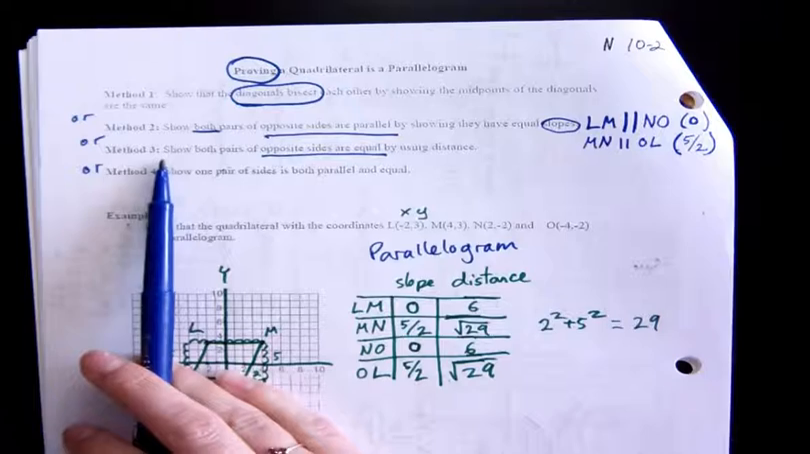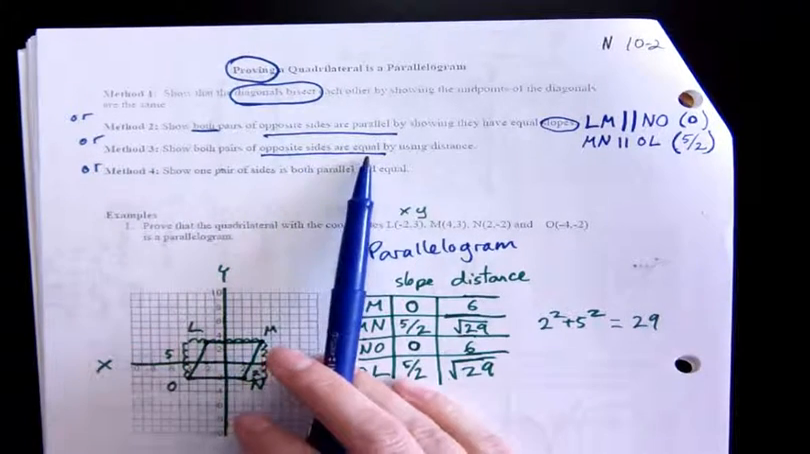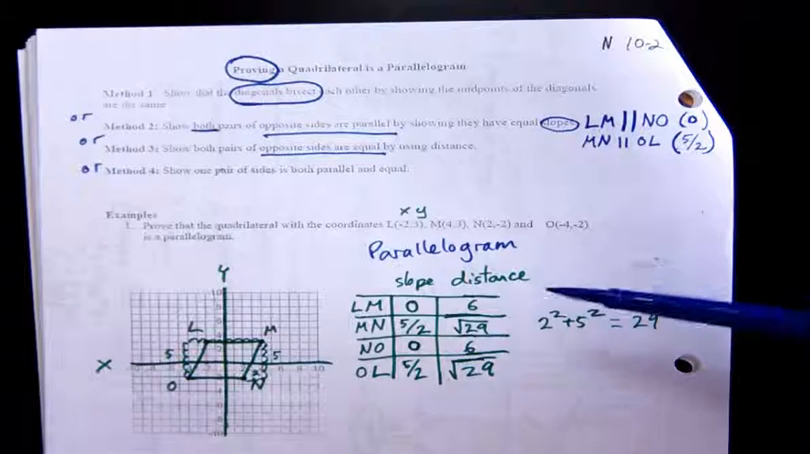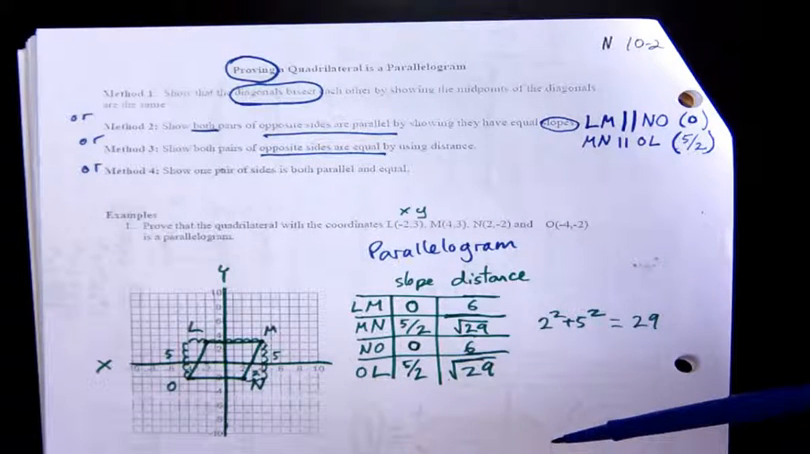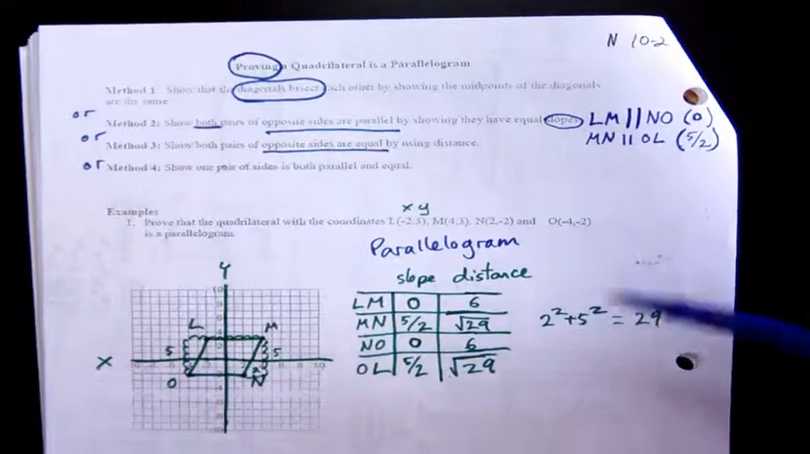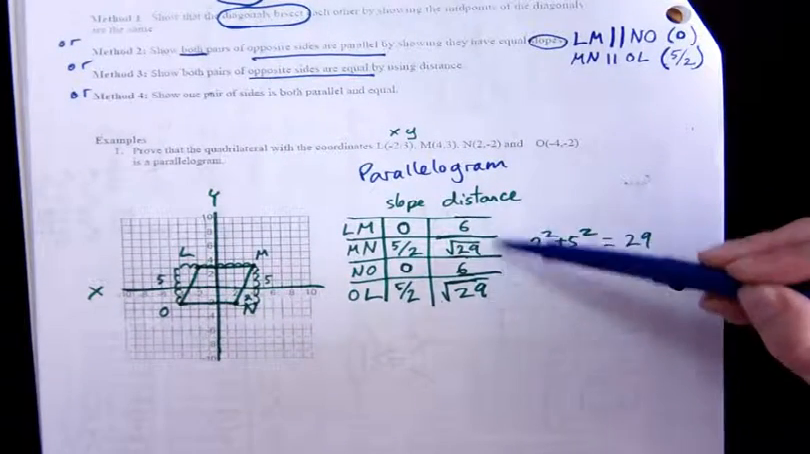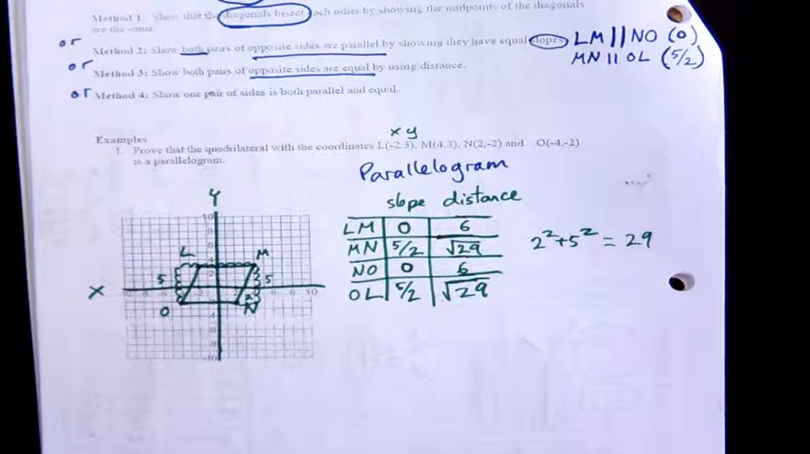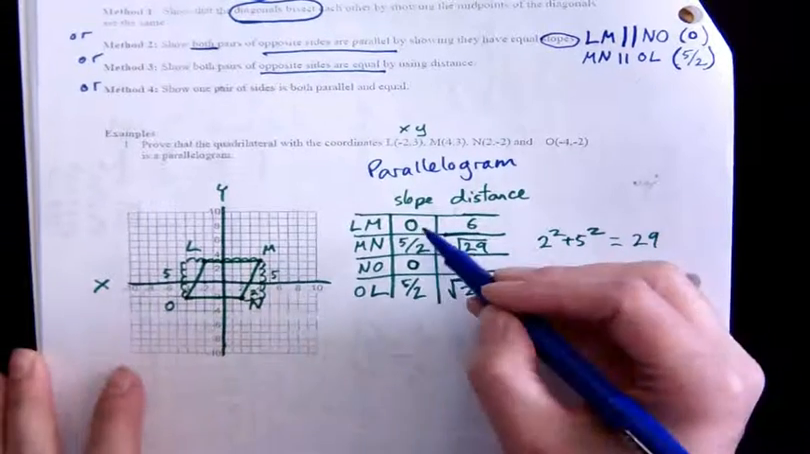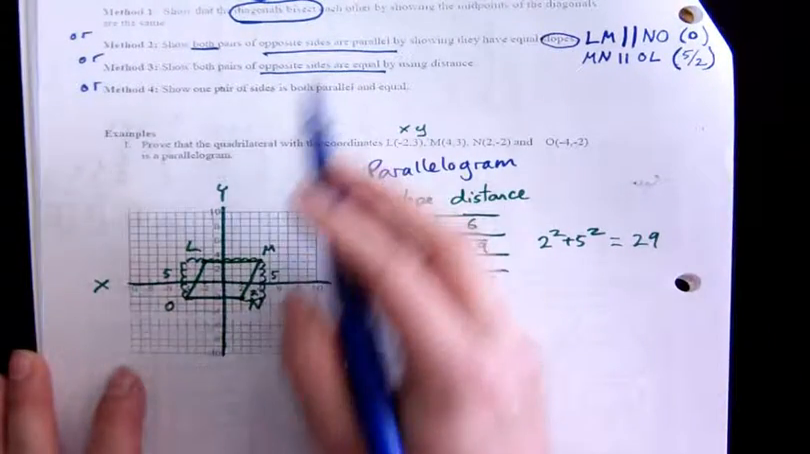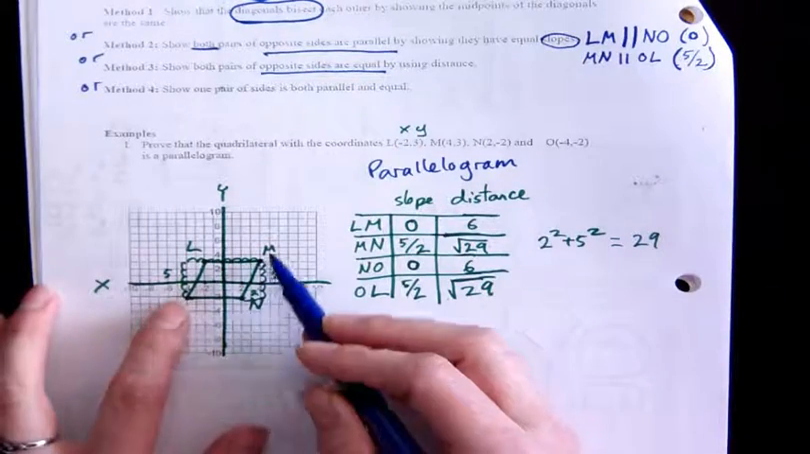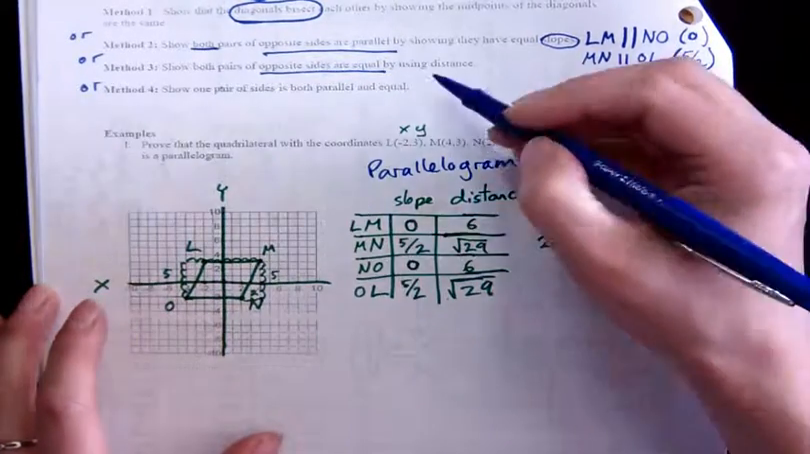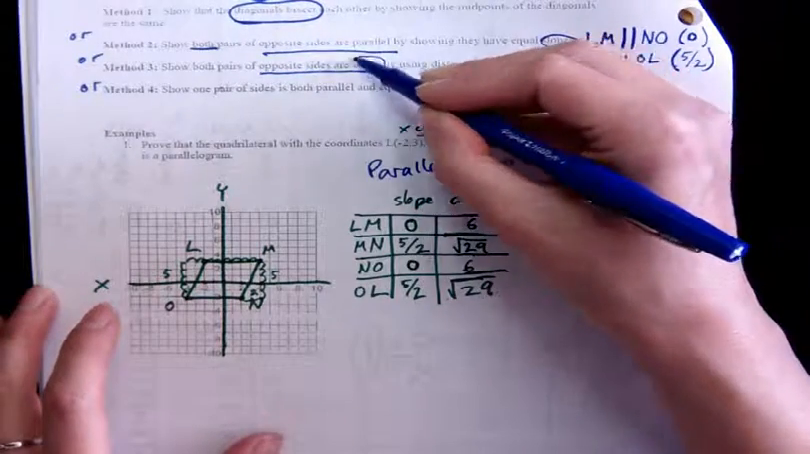All right, if we skip on to method 3, show both pairs of opposite sides are equal using distance. What are my distance numbers down here? Do you remember last class how we talked about slope is direction, distance is how far apart you are? So slope tells me the direction I'm going, so that's how I can figure out parallel or perpendicular. Distance tells me how far apart the points are.